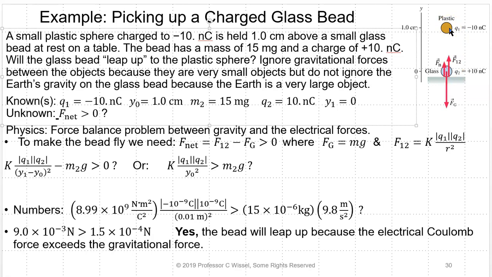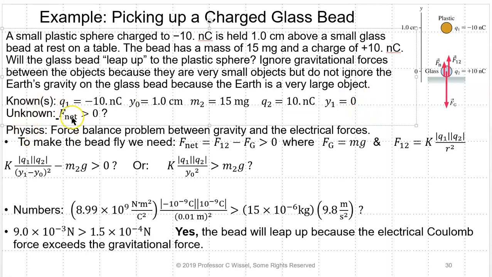We're going to ignore gravitational forces between the objects because these objects are very small. But we cannot ignore Earth's gravity on the glass bead because the Earth is a very large object, and also you wouldn't have a problem if you ignored that anyway. So the knowns are Q1 is minus 10 nanocoulombs, the initial position Y naught is 1 centimeter, M2 is 15 milligrams, Q2 is 10 nanocoulombs, and the final position is Y1 equals 0.